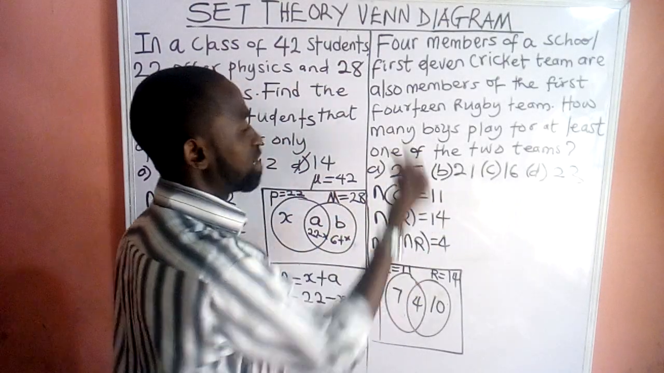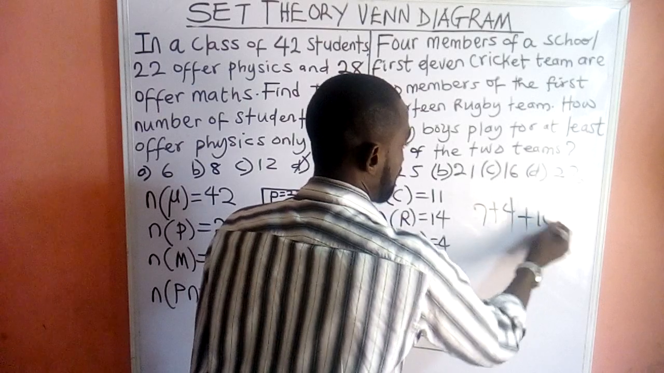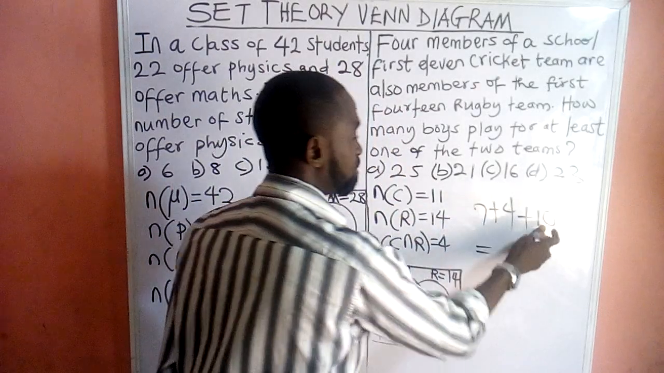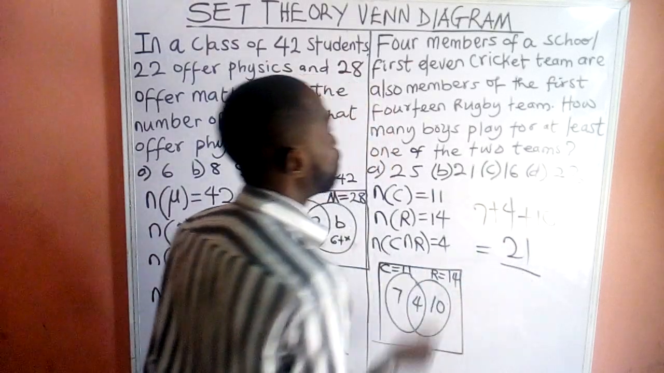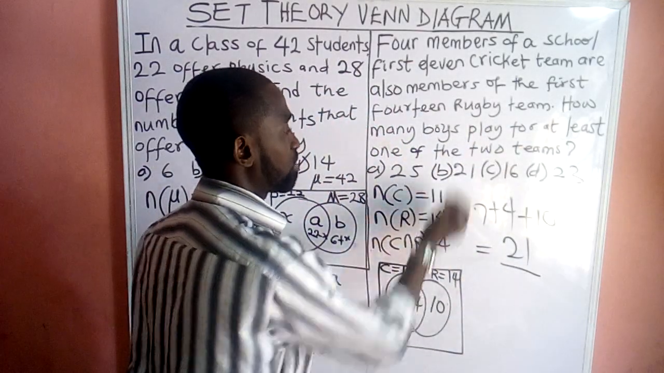So at least one of the 2 teams will be equal to 7 plus 4 plus 10. 7 plus 4 gives us 11, and 11 plus 10 gives us 21. So the number of boys that play for at least one of the two teams is 21.